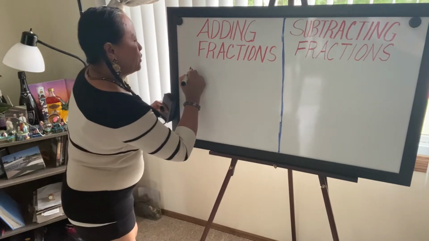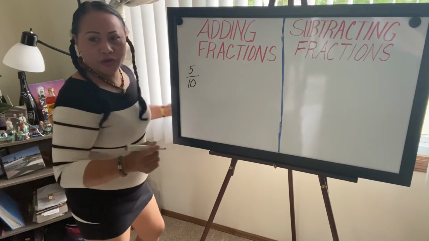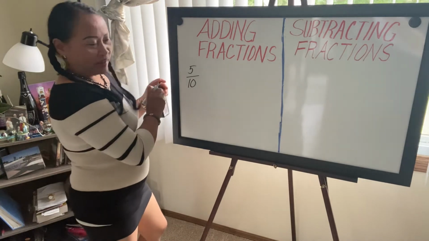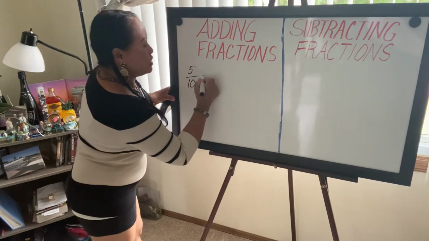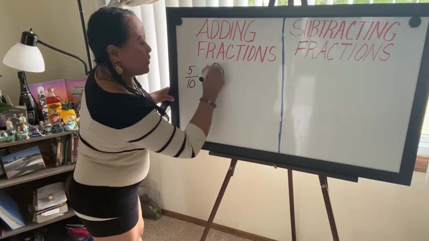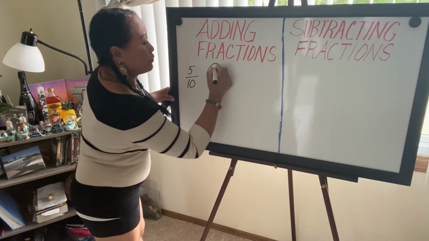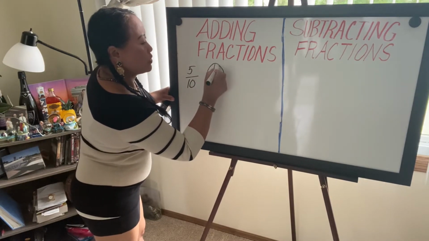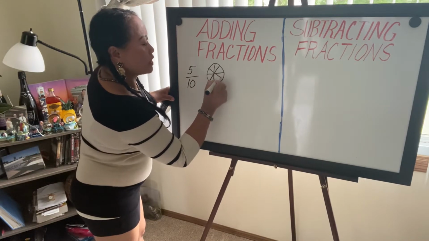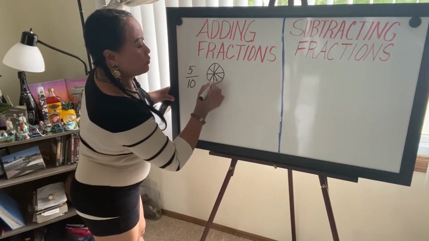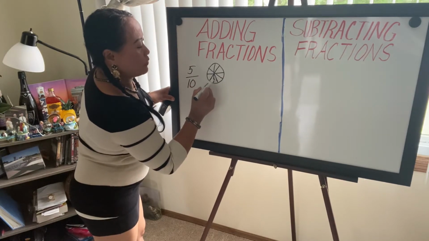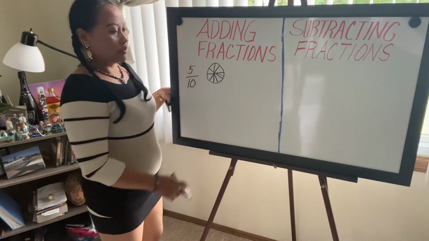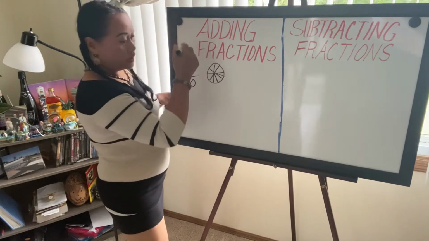Another one. 5/10. Are you listening? Okay, thank you. So, everybody listen so that you will understand, okay? So, 5/10. Let's draw a pizza. So, there are 10 pieces here. 1, 2, 3, 4, 5, 6, 7, 8, 9. How many pieces now? Let's add 1. 10. So there are 10 pieces in the whole pizza.